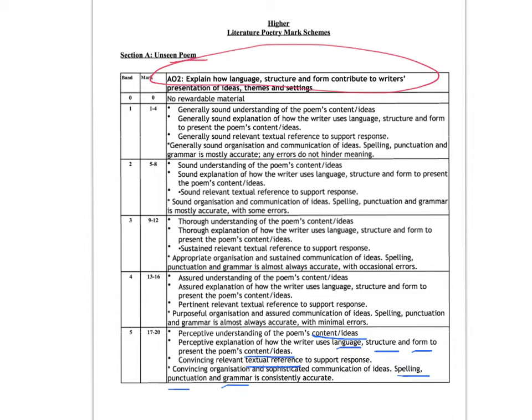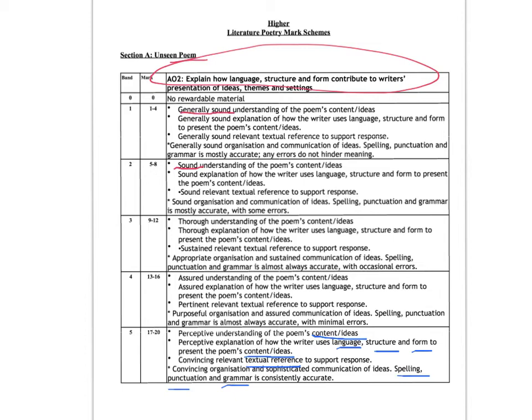The final thing I want to point out to you with the unseen section is the difference between band 1, 2, 3, 4 and 5. So it's the same skills from band 1 to band 5. You will see those same phrases coming in, the content and ideas, the language, structure, form and the textual reference, as well as the spelling, punctuation and grammar. But the difference that you'll spot is the phrasing in which they describe your expression of that. So in band 1 you would be generally sound in terms of addressing all of those skills, whereas in band 2 you wouldn't generally be sound, you would always be sound. There's nothing particularly wrong, you're just not showing that little bit extra.